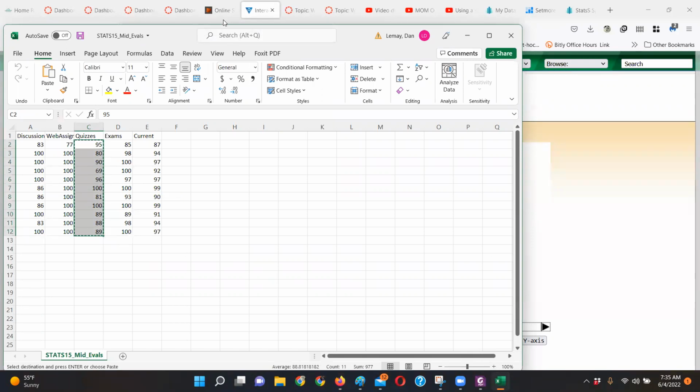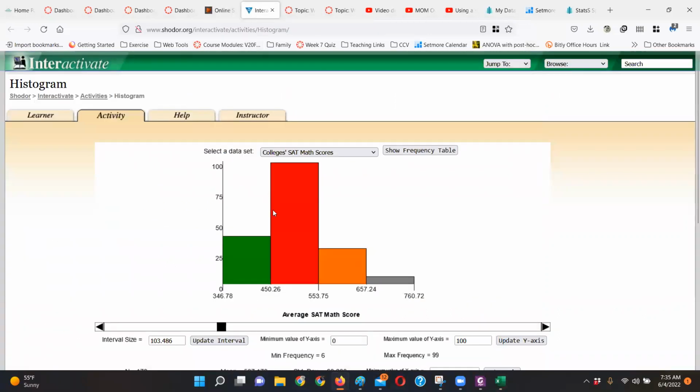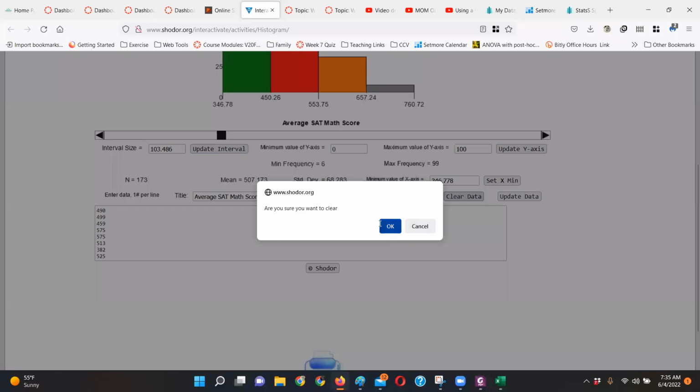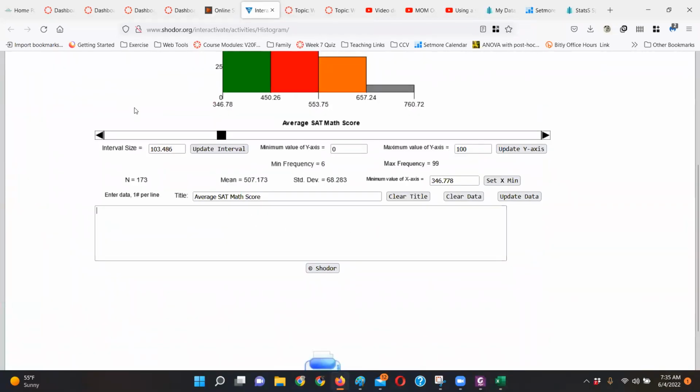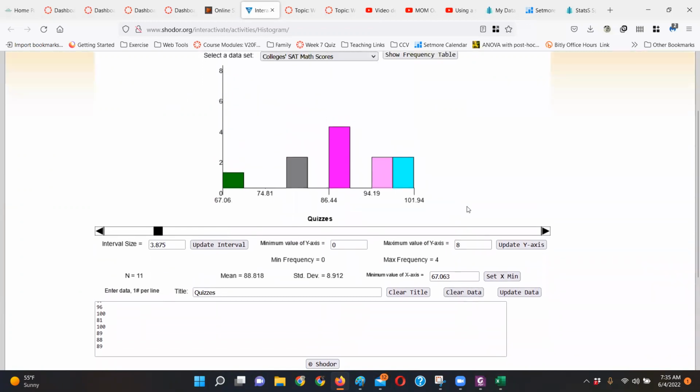Control C that. I'm going to come into box plot. I'm going to come down. I'm going to clear out the data that's in there. I'm going to paste my data in. And if I want, let's see, what were these quizzes? You can change what the words are at the bottom. And I'm going to update my data. And it does that. And that's a kind of an uninteresting box plot.